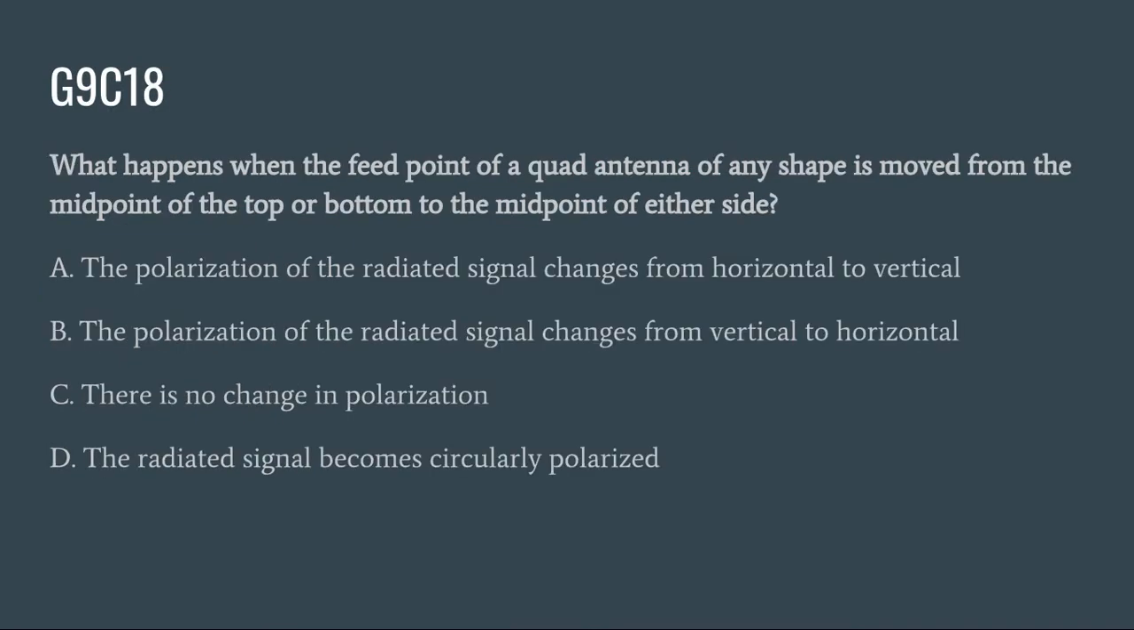G9C18, what happens when the feed point of a quad antenna of any shape is moved from the midpoint of the top or bottom to the midpoint of either side? A. The polarization of the radiated signal changes from horizontal to vertical. B. The polarization of the radiated signal changes from vertical to horizontal. C. There is no change in polarization. Or D. The radiated signal becomes circularly polarized. Correct answer is A. The polarization of the radiated signal changes from horizontal to vertical.